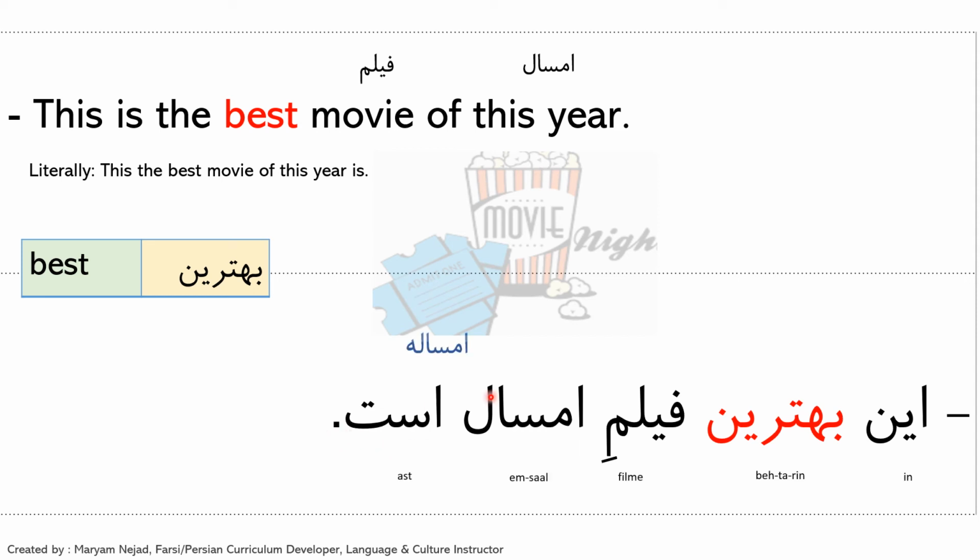A little bit more informal: امسال است becomes امساله. این بهترین فیلم امساله. And also this ezafe that you see here stands for "of" here.